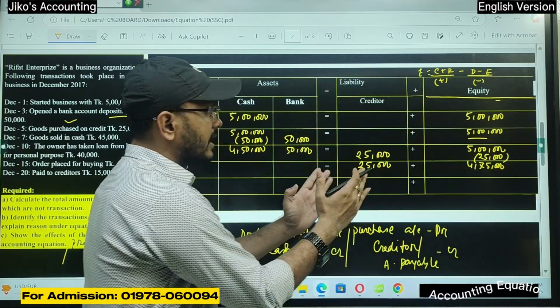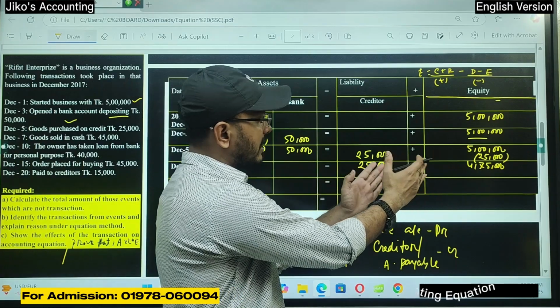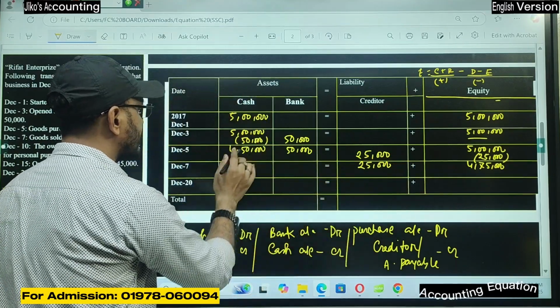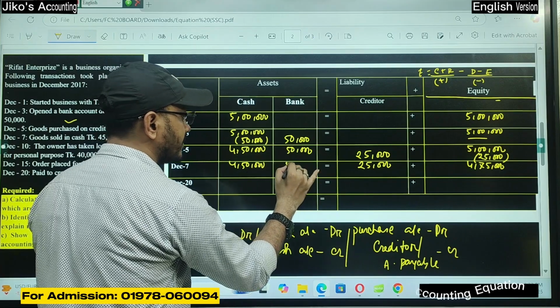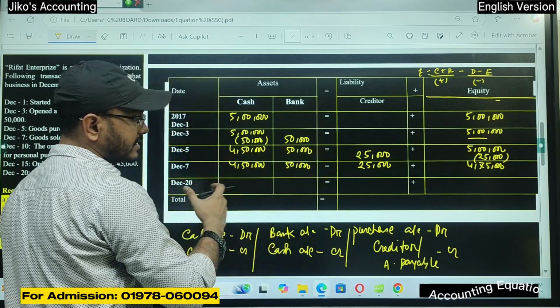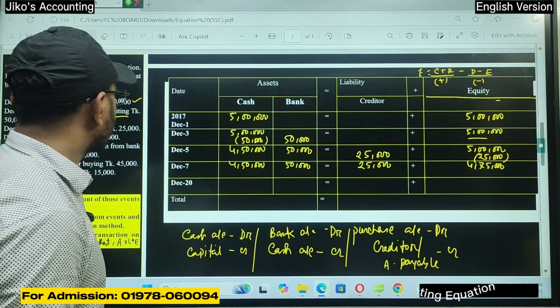Now, 4 lakh 75,000. If we accumulate all of them, my total amount is 5 lakh taka. You can see the same amount, 4 lakh 50,000 taka, then 50,000 taka. On the asset side, we can see there is also the same amount.